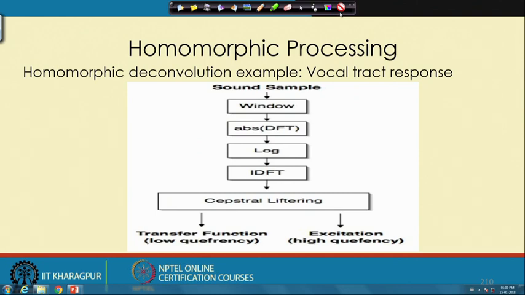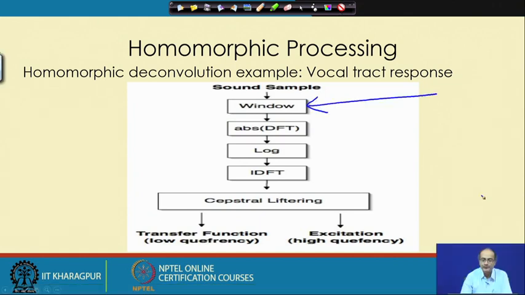Next, we go for the Fourier transform, and we have taken the absolute value of it. Okay. And then we take the logarithm, and then it passes through the inverse Fourier transform. For an efficient implementation of the Fourier transform and inverse Fourier transform, we have used the DFT and IDFT, and then we get the Cepstrum.